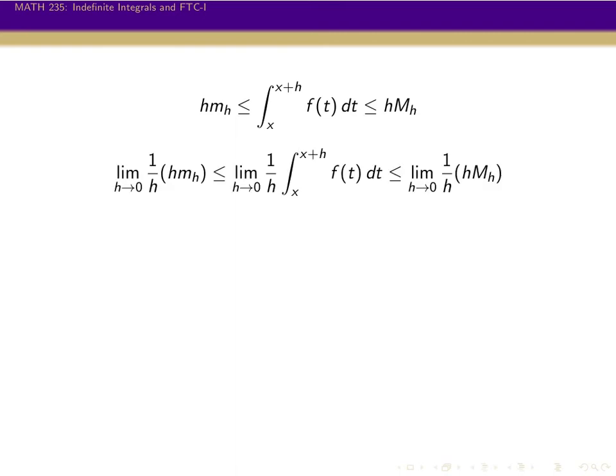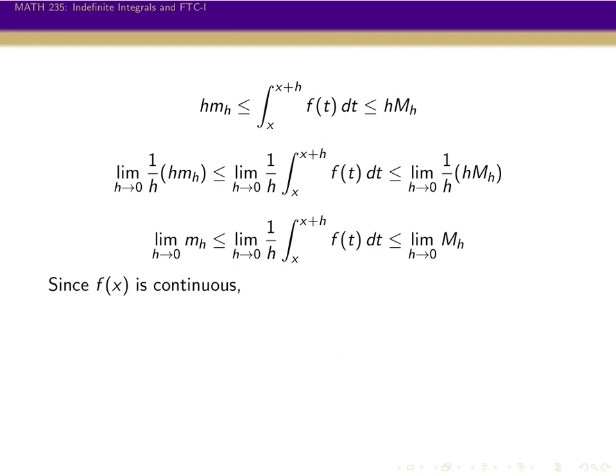So let's plug this into our limits. Remember we had a 1 over h out in front, so we have 1 over h times h times m h. The h and the 1 over h are going to cancel there, and also there. So what are we left with? It's the limit of the minimum value on the interval is less than or equal to this value we're trying to get, and it's less than or equal to the limit of the maximum value.